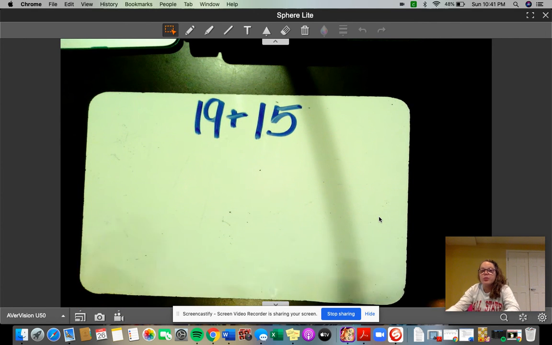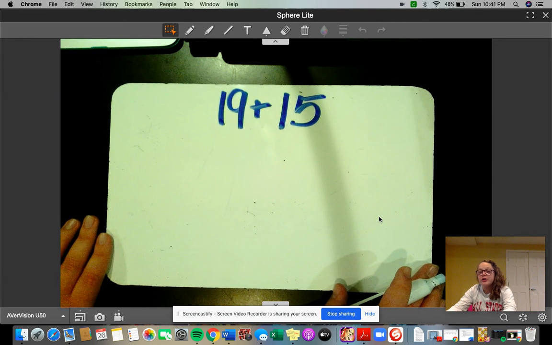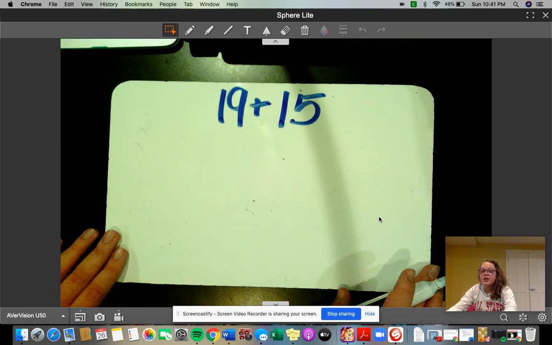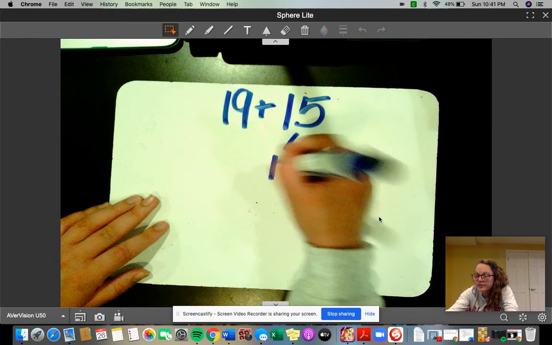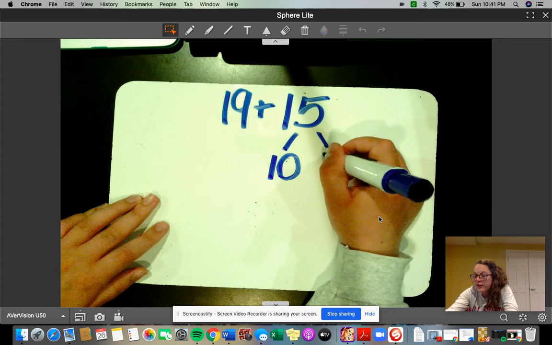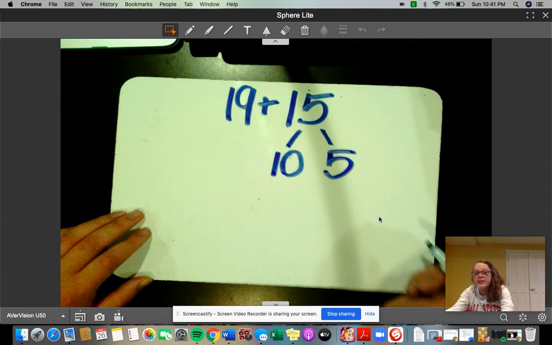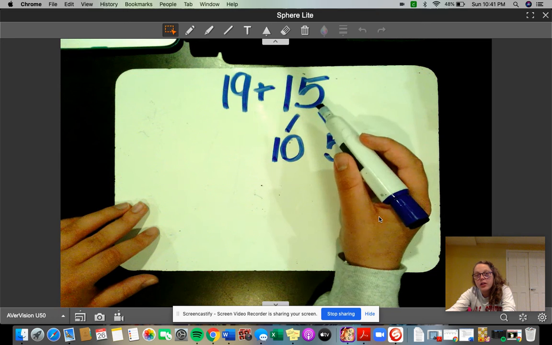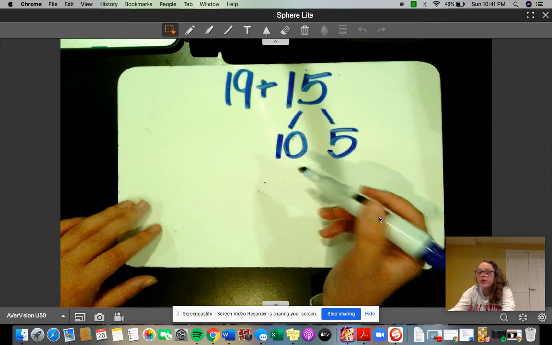So what we did last week was we looked at the smaller number first, and we took a 10 out of one of those numbers. And then we're going to add something else. So we're going to do 10 and 5, because I know that 10 and 5 add up to make 15. Those are my parts, and we're going to make that to make our whole of 15. And 10 is an easy number, so I chose to pull that out.